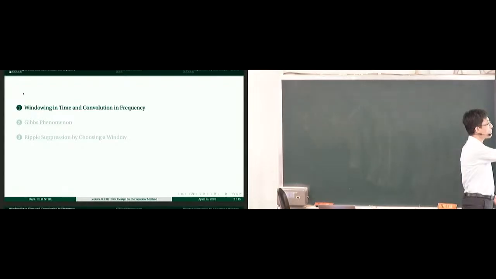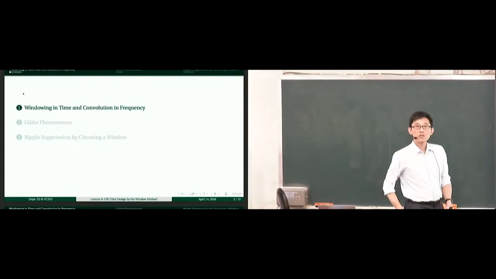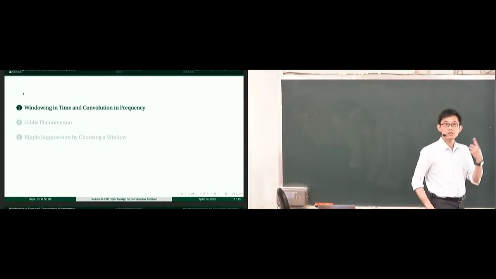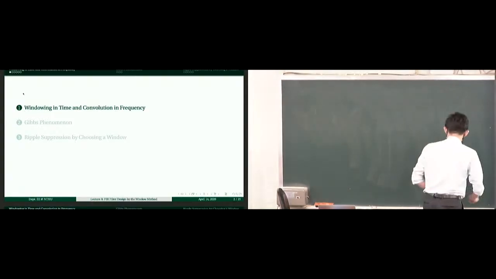Windowing happens in time, and we'll see that when we window a signal in time, that corresponds to convolution in frequency. I personally call this the convolution theorem of the second kind. Where else did we encounter the convolution theorem? Convolution in time corresponds to multiplication in frequency. That's the first kind. But now we are in the dual situation, 对偶性的 dual.